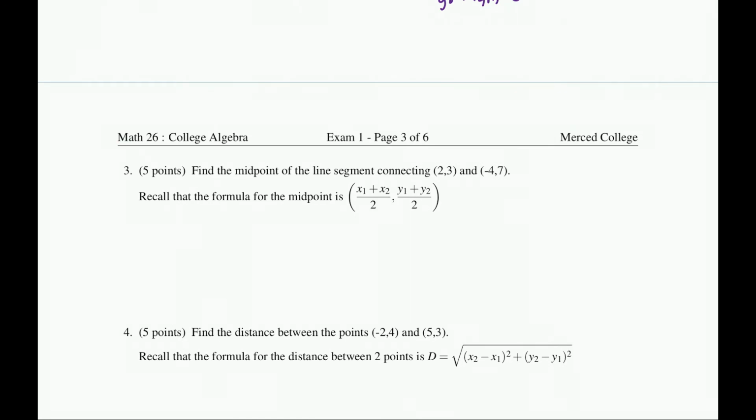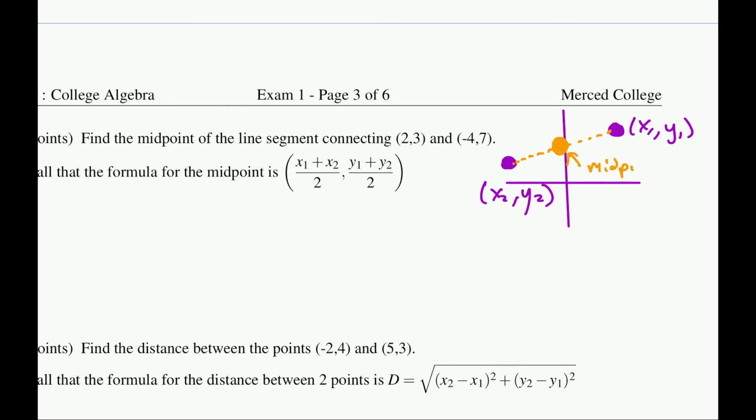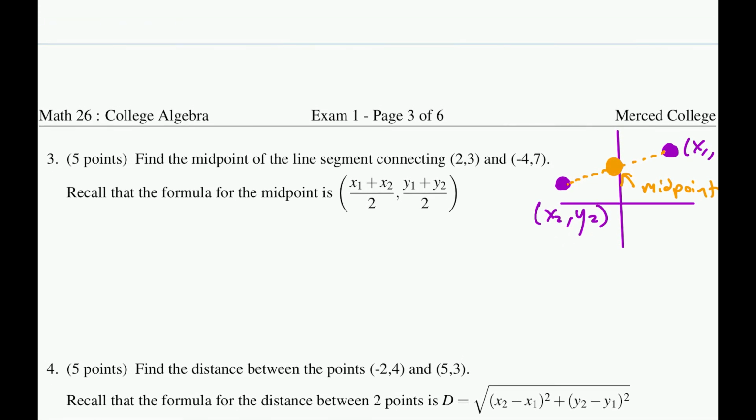All right, midpoint of a line segment. Just to make sure we know what we're talking about, you've got a point here, let's say x1, y1. You've got another point somewhere else, x2 comma y2. And if you think about connecting the dots between them, there's some point that's exactly in between, and that's the midpoint. And there's a formula for it, and the formula is given right here.